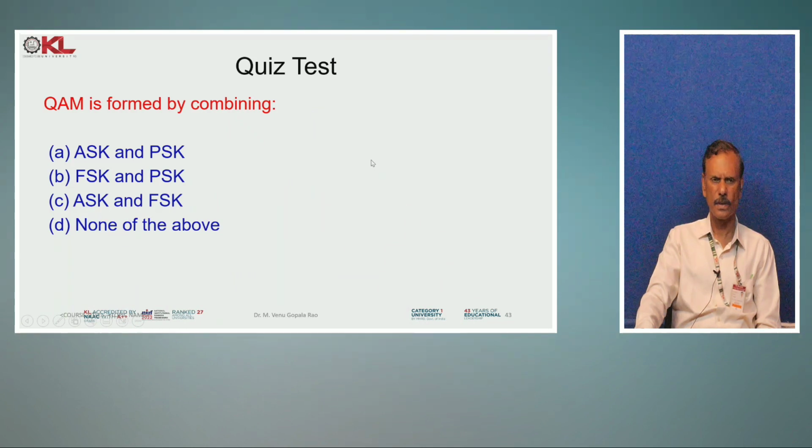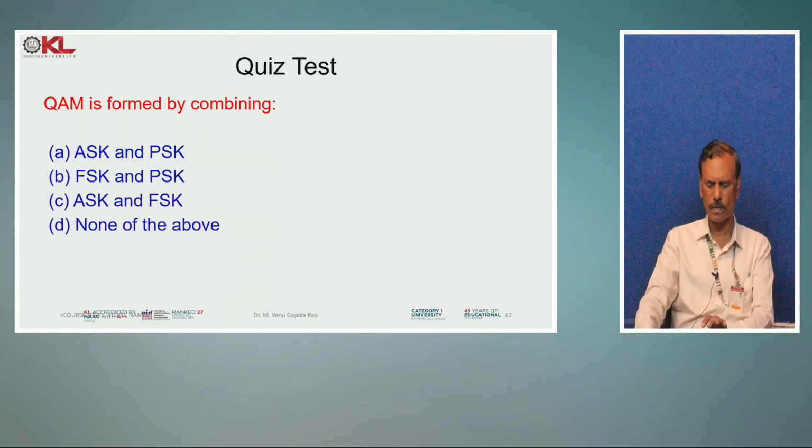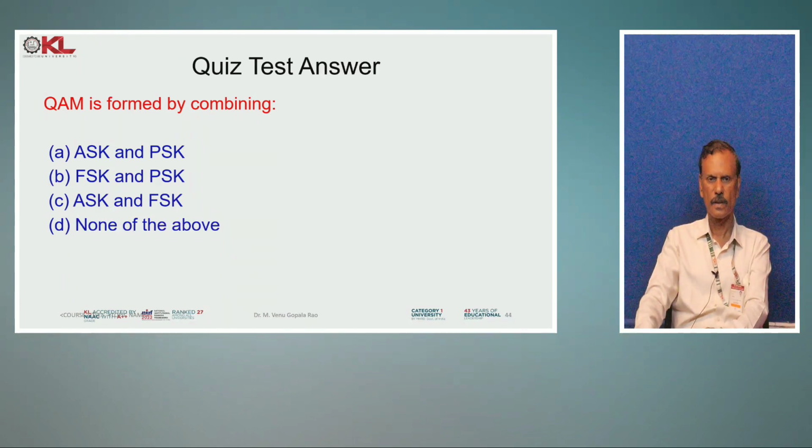Again a quiz test on QAM. QAM is formed by combining either ASK and PSK, or FSK and PSK, or ASK and FSK, or none of the above. So the answer is ASK and PSK, a combination of ASK and PSK.